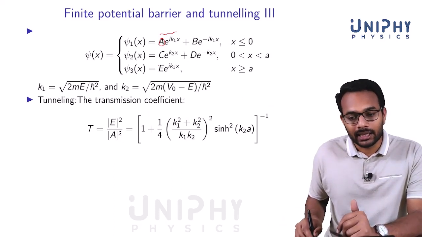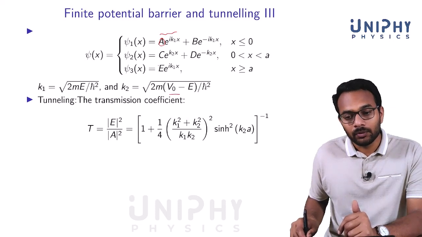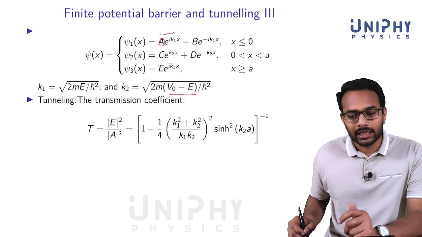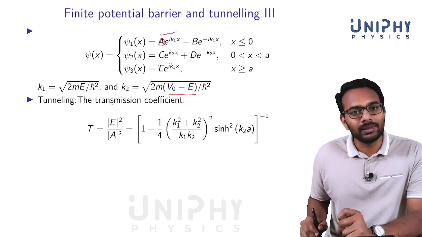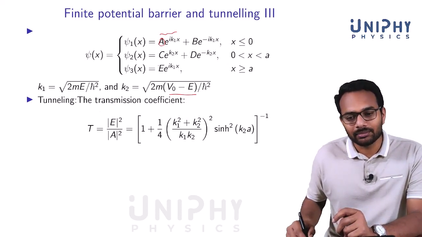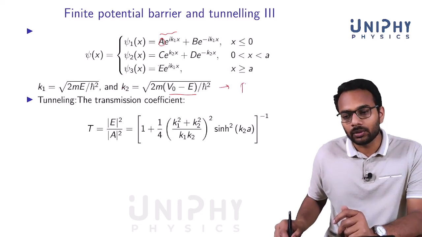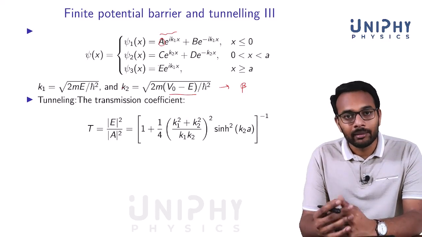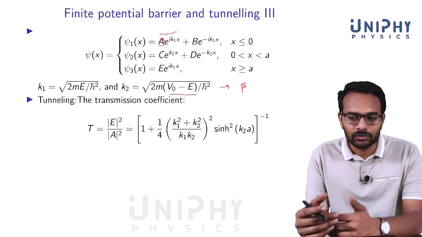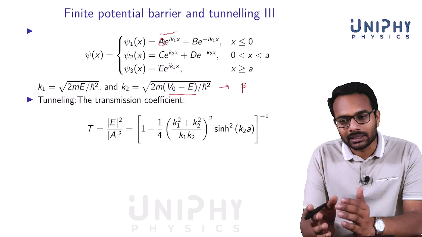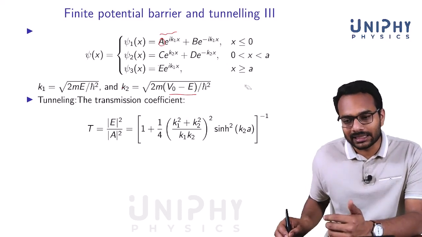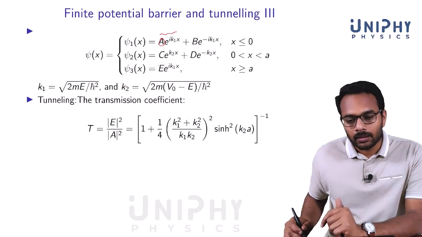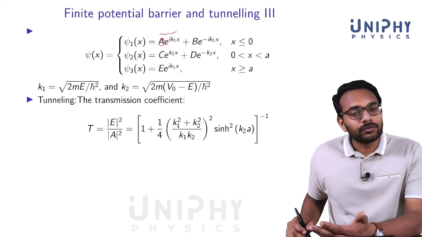Here K2 is the square root of 2m(V0 minus E) divided by h cross squared. K1 is simply the square root of 2mE divided by h cross squared. Sometimes this K2 is also denoted as beta. In many textbooks the beta term is reserved for this. So this is the equation for the tunneling probability.